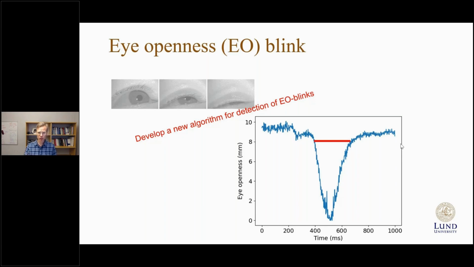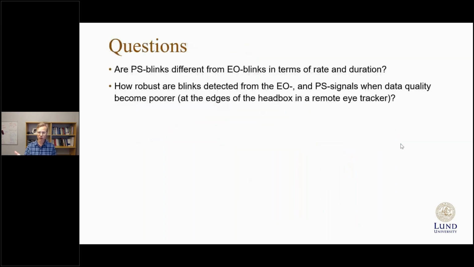And we had some specific research questions coming into this research. First of all, does it matter at all whether researchers use the pupil size signal or the eye openness signal to detect blinks? And maybe it doesn't matter at all. So that was the first research question.